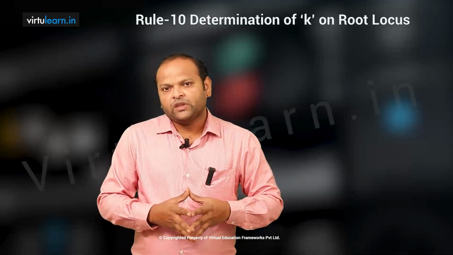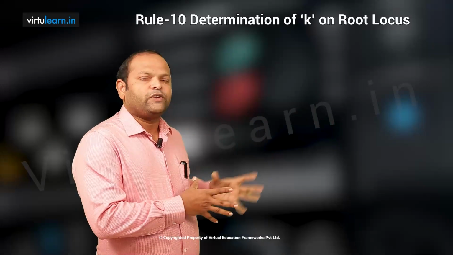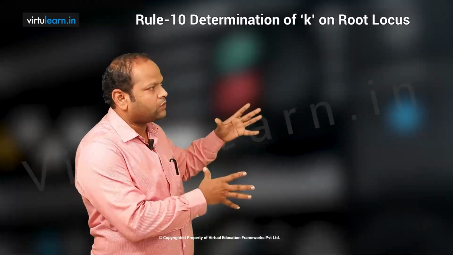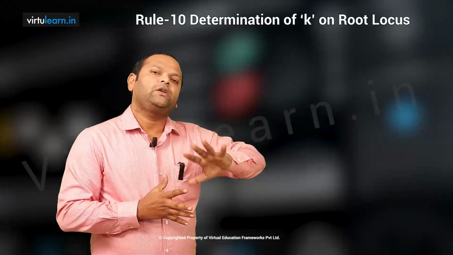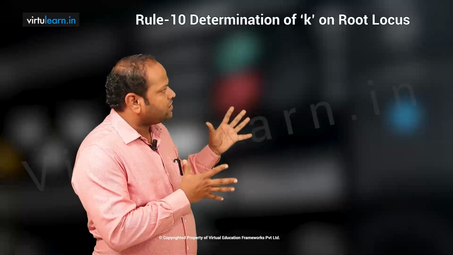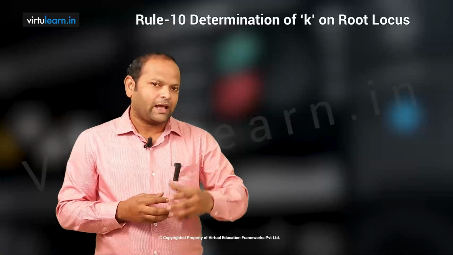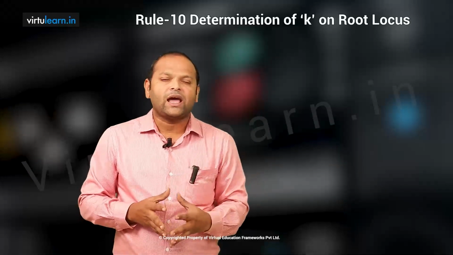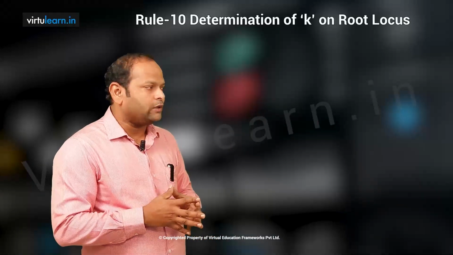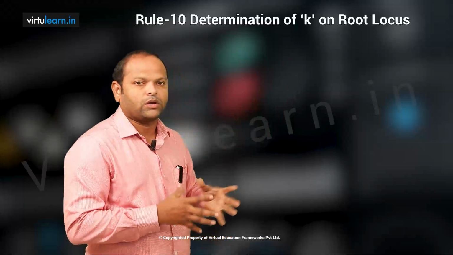Next rule. Whatever rules we have seen, using those rules we can sketch the complete root locus. Once the root locus is available, we need to do some analysis, and to do the analysis, sometimes you need to find the k value at any point on the root locus.